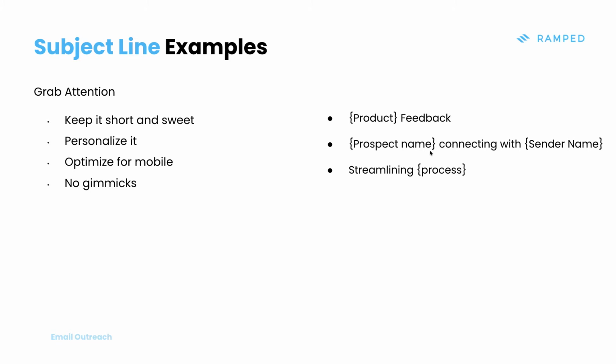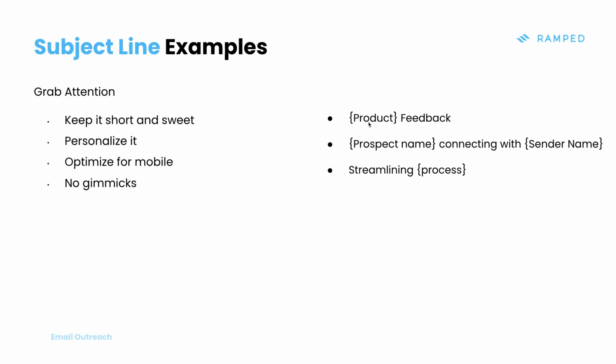So what has worked for me in the past, something as simple as prospect's name connecting with sender's name. So let's say I'm sending an email to Jane. I might just say Jane connecting with Mitch. Now Jane is thinking, do I know Mitch? Who's Mitch? Maybe I want to open this email.